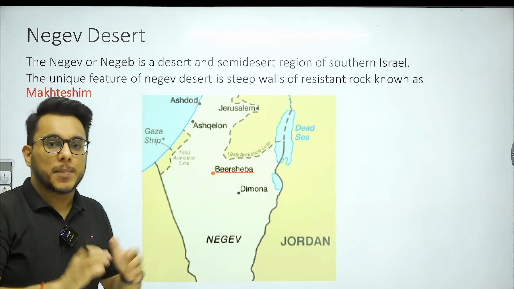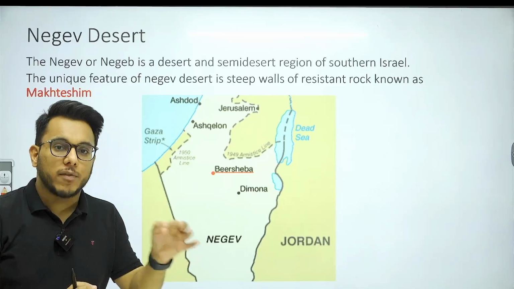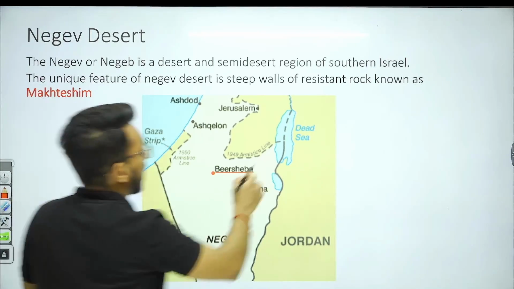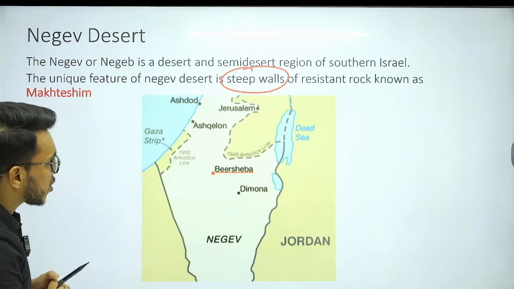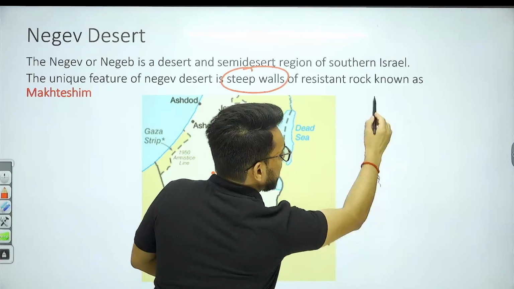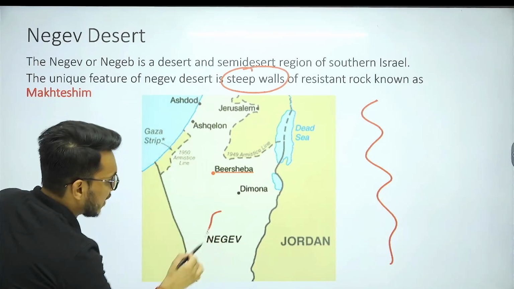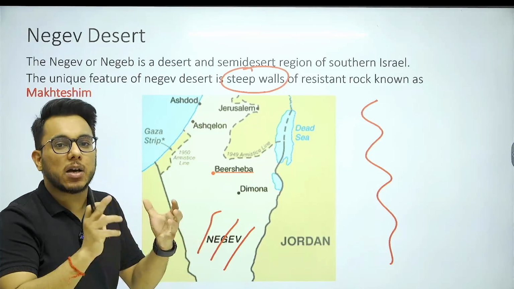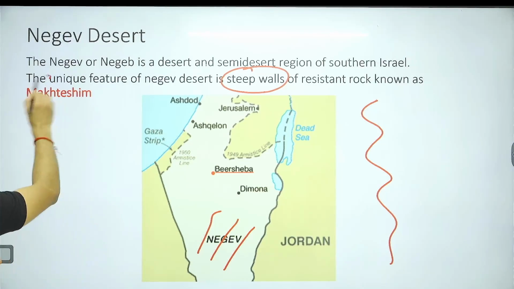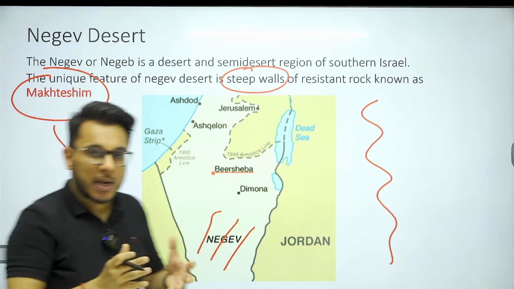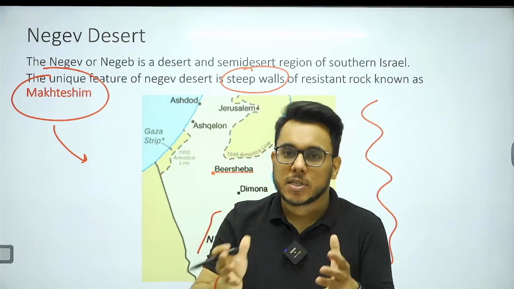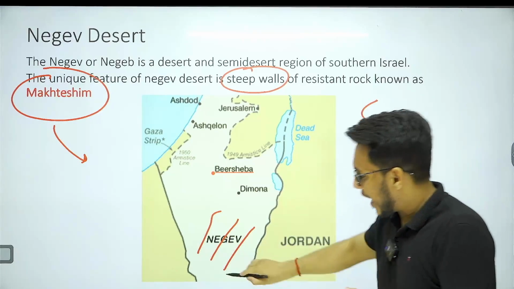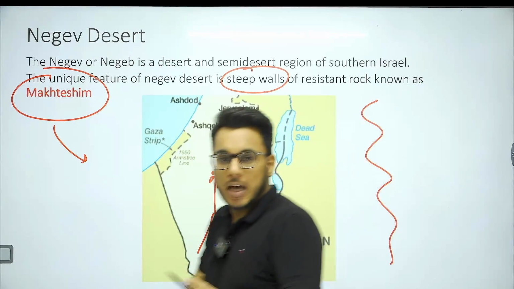Now, Negev desert is an arid and semi-arid area of Israel, southern part of Israel. And Negev desert has a unique feature, that is steep wall-like structures. Basically there are resistant rocks in Negev desert which have not been eroded by the wind. And because these rocks have not been eroded, they have created wall-like structures which are called makatshim. So makatshim is a unique feature of Negev desert, wall-like structures created because of the resistant rocks located in Israel. And Negev desert is also the place from where Ben Gurion Canal will be passing.